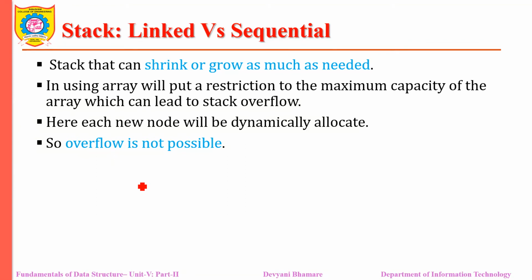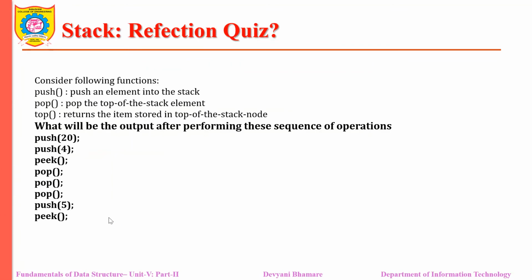organization, we never face the problem of stack overflow, as we are not having any bound. At runtime, we are allocating memory and assigning the data, and then that node is pushed onto the stack, right? By using an array, we put a restriction on the maximum capacity of that array, which leads to stack overflow, right? But here, due to dynamic allocation, this overflow is not possible. Okay. So, dear student, I expect you to kindly pause the video and try to solve this question.